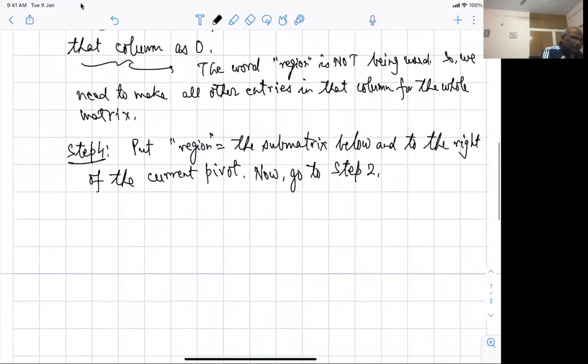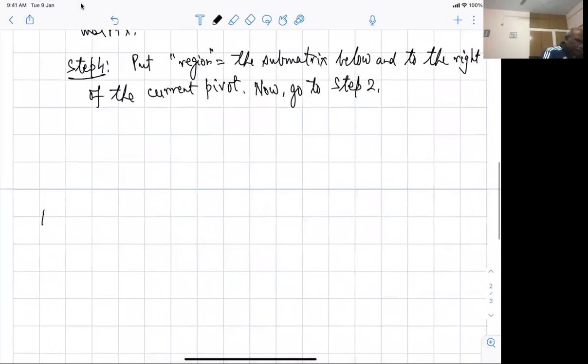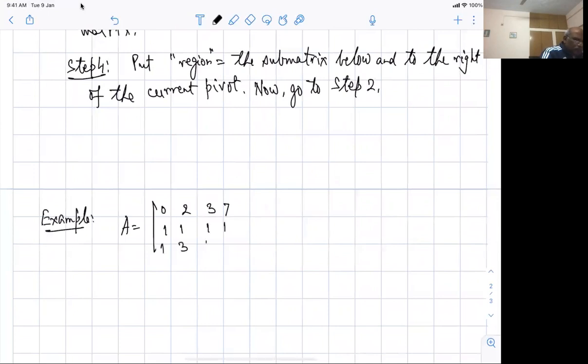Fine. Let's look at an example to understand it better. Let's take the matrix A as 0, 2, 3, 7, 1, 1, 1, 1, 1, 3, 4, 8. I have taken it as a square matrix here, but it could be any matrix because the algorithm is for m cross n. Fine. So let's be careful and do the work so that there is understanding of things. So this is A.